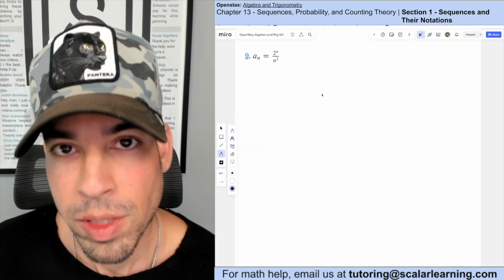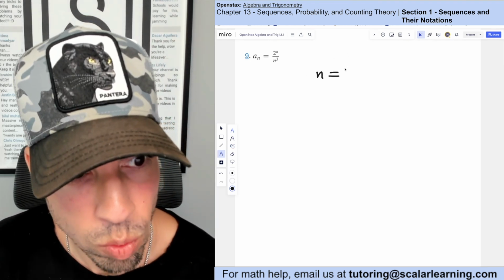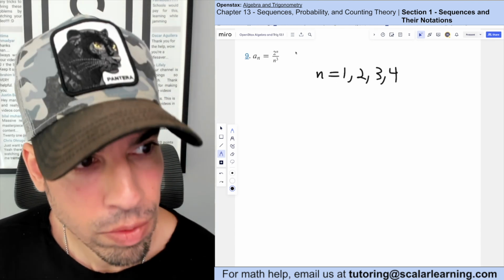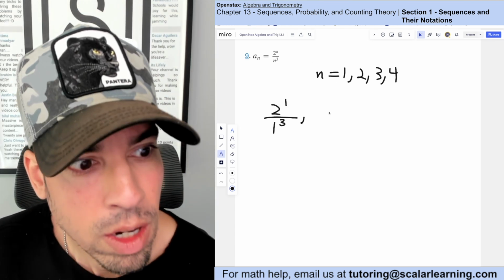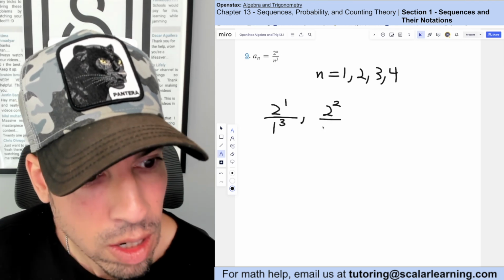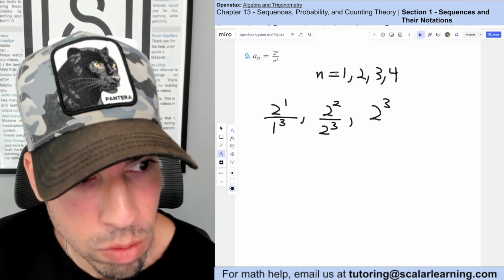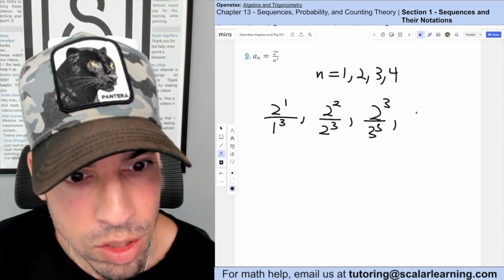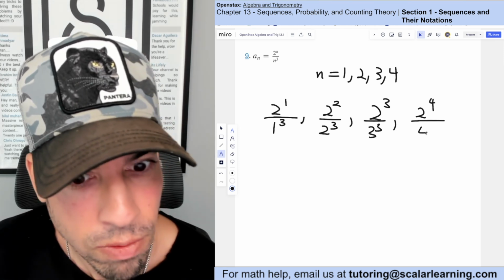Done. For this one, to write out the first 4 terms, we're going to write out the terms when n is equal to 1, 2, 3, and 4. Then we're going to do a little plug and chug. For the first one, we have 2 to the first power over 1 cubed. Then we have 2 to the second power, plugging in 2 there, over 2 cubed. Then 2 to the third power, with 3 going in, over 3 cubed. Last but not least, 2 to the fourth power over 4 cubed.